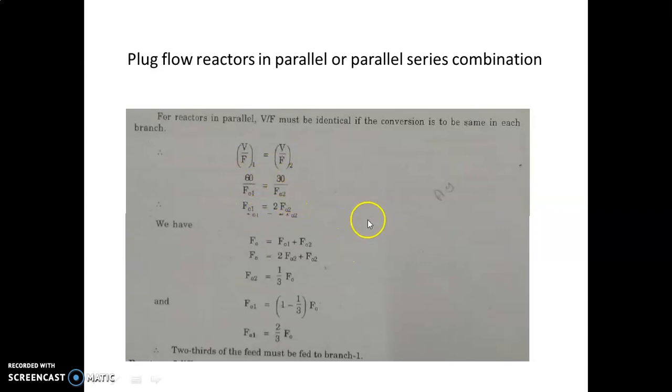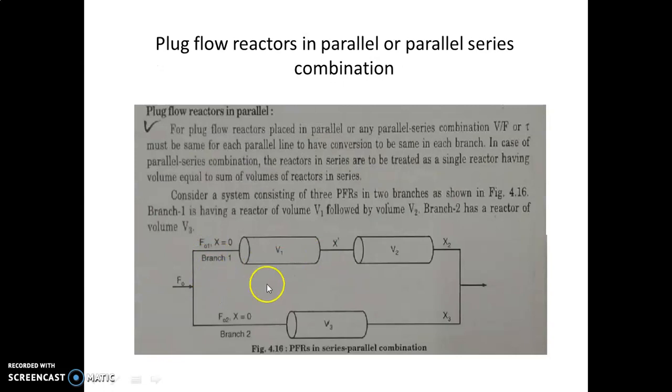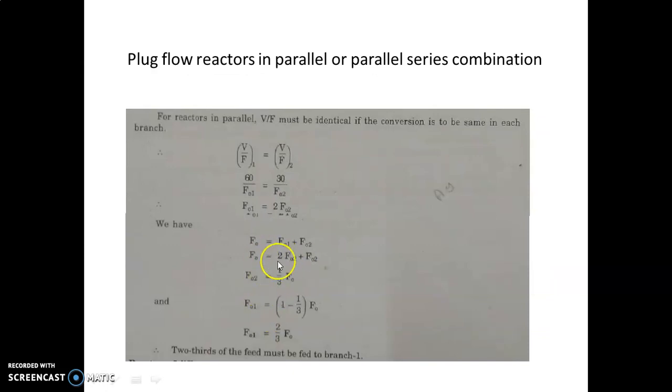Okay. Then we have F0 is equal to F01 plus F02. So this feed is distributed in both branches. So F0 is equal to F01 plus F02. So we can write here. Then you have to put the value of F01, which is calculated from this equation. So you have to put it here, and by putting it, F0 is equal to 2F02, then if we solve for F02, we get 1 by 3 F0.